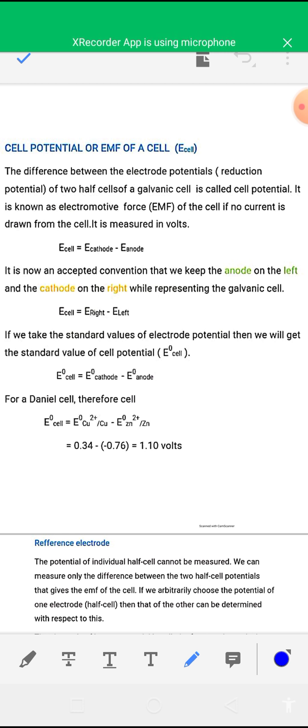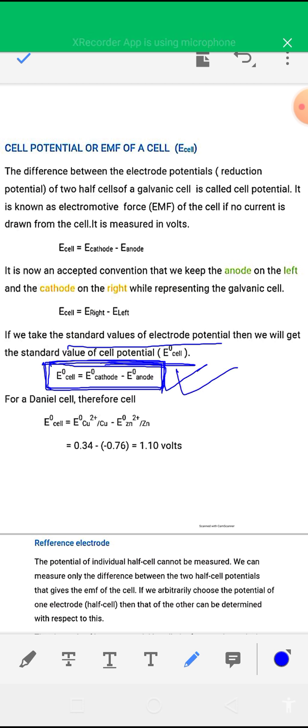Now if we take the standard value of electrode potential, then the cell potential is known as standard cell potential, which is represented by E0 cell. Okay, so E0 cell, that is standard cell potential, is equal to E0 cathode minus E0 anode. That is, the standard EMF of the cell you can calculate using the standard electrode potential, the standard reduction potential, of both the electrodes.